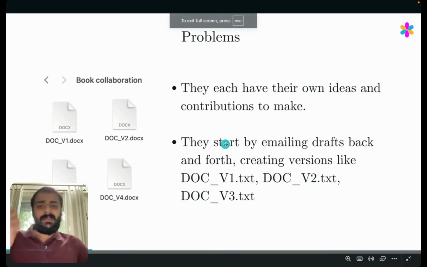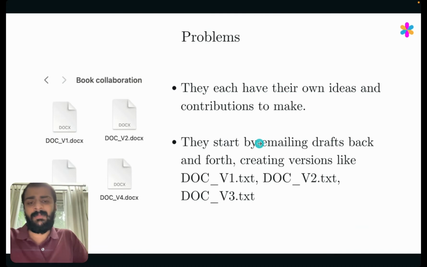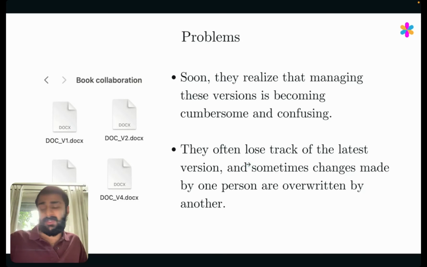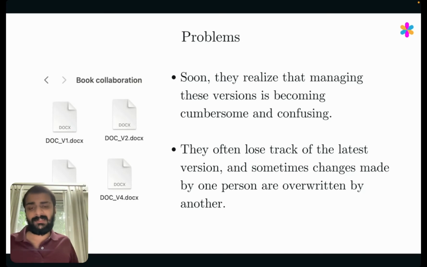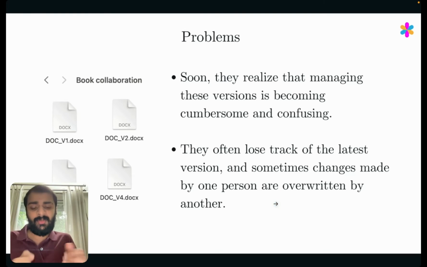So, as I have written here, there are many problems. Each person has their own ideas and contributions to make. They start by emailing drafts back and forth, and soon you realize that managing these versions is becoming very cumbersome and confusing. It's very easy to lose track of the latest version, and sometimes changes which are made by you might be overwritten by someone else because of this communication gap. So, although all of you are pretty strong technically, there are some big management issues which serve as roadblocks to your project. And this keeps on delaying the timeline in which you can realistically finish this project.